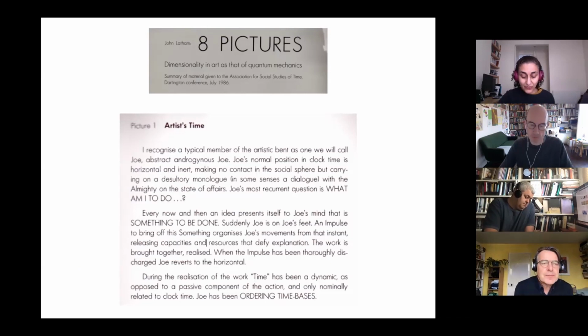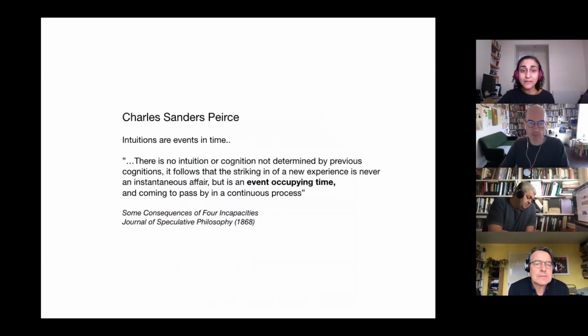"During the realization of the work, time has become a dynamic, as opposed to a passive component of the action, and only nominally related to clock time." Latham says, "While making the artwork, Joe has been ordering time bases." And in relation to intuition, the semiotician Charles Sanders Peirce says, "There is no intuition or cognition not determined by previous cognitions. It follows that the striking in of a new experience is never an instantaneous affair, but is an event occupying time and coming to pass by in a continuous process."